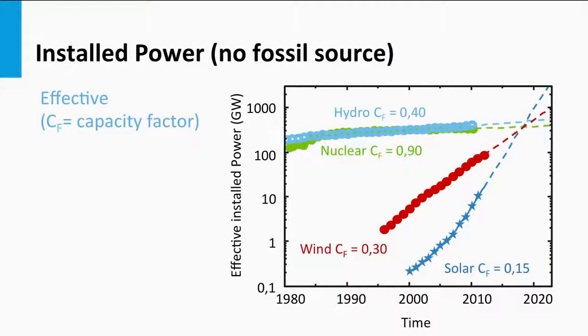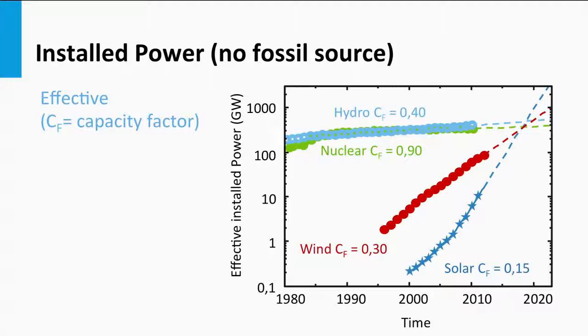Nuclear has with 90% the highest capacity factor, followed by hydropower with an average capacity factor of around 40%. For wind energy, I have assumed an average capacity factor of 30%, and for solar, I have assumed a capacity factor of 15%. A low capacity factor for PV systems can be explained by the fact that for most geographical locations, almost half of the solar day is devoid of solar radiation at nighttime. If we use these capacity factors, we can look at the effective installed power of these electricity sources.